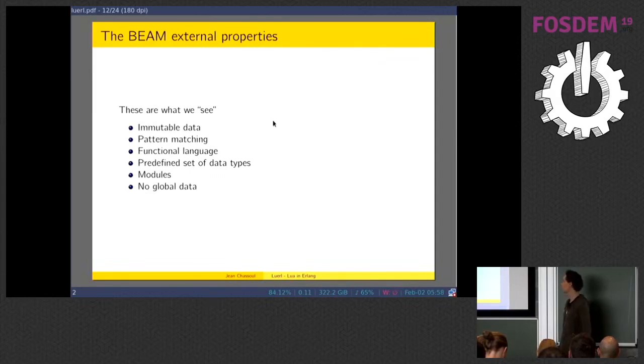And it also has some external properties, which is what the developers see or interact with. You have immutable data and a strong parallel machine. It's a functional language with a predefined set of data types. You have modules as the unit of encapsulating code, and no global data.